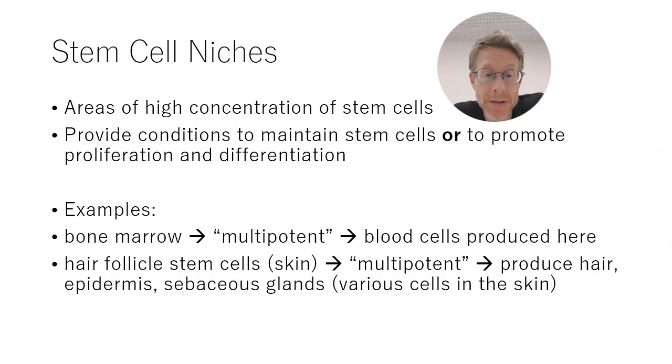Hair follicle stem cells are in our skin, and they have the potential to produce hair as well as epidermis, like more skin, and sebaceous glands, which are oil producing glands within our skin. So the various skin cell types.